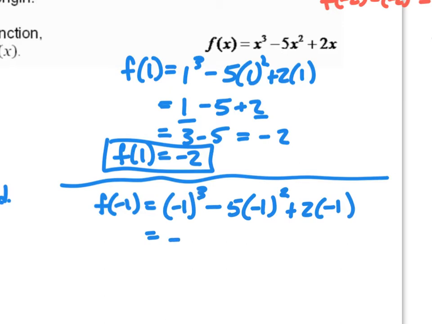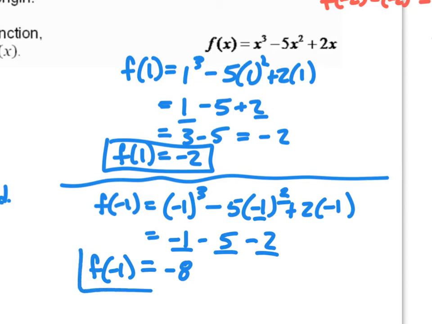So this is going to give me negative 1. Negative 1 squared is going to give me positive 1, so then just minus 5. And then 2 times negative 1 is negative 2, so negative 2 here. So I get negative 1 minus 5 minus 2. This is going to give me negative 8. Okay, so f of negative 1 is equal to negative 8.